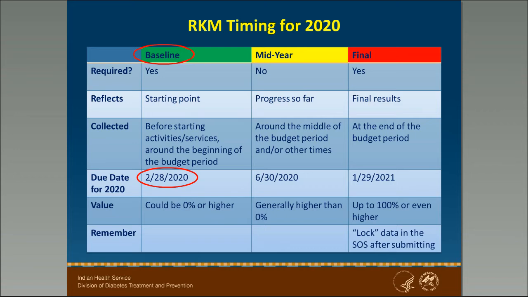And then the final is that time of the year where you get to lock your data. We have lots of people that like to lock throughout the year, and that's okay too. We'll help you unlock your data, but the final is when we do encourage you to lock your data so that you can move on to the next year.